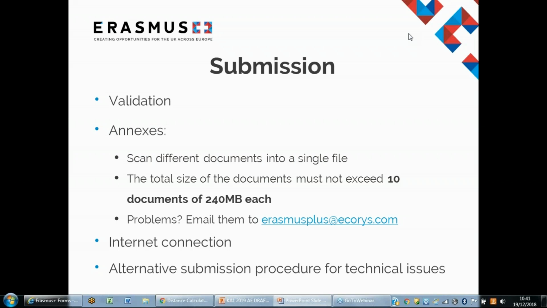You will need to ensure that you are connected to the internet in order to submit your application. If you experience technical problems which you are unable to resolve, you need to follow the alternative submission procedure, but please be mindful of the errors which the NA cannot accept. For full details regarding the National Agency's alternative submission procedure for technical issues, please consult the National Agency's 2019 Key Action 1 Adult Education Guide for Applicants.